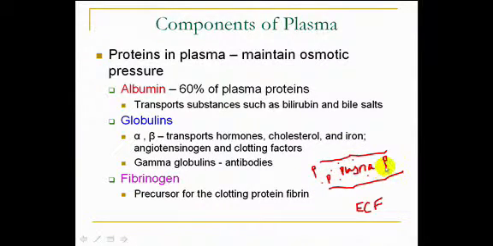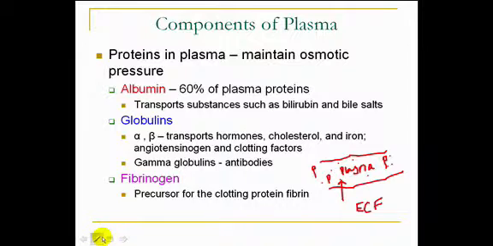Now in the extracellular fluid or interstitial fluid out in the tissues, I have hardly any protein at all. So what that means is that creates osmotic pressure where fluid wants to move into the blood. Water wants to move from its higher concentration to its lower concentration. That helps maintain blood volume.